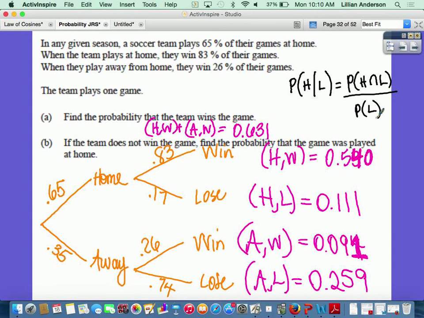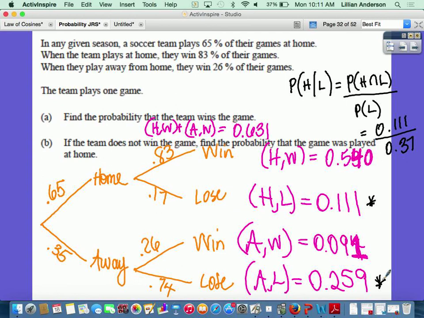So, what is the probability that they played at home and they lost? 0.111? What's the probability that they lose? 0.37, because you want to add this one and this one together. The probability they lose, they can lose two different ways, either home or away. So there is your probability.